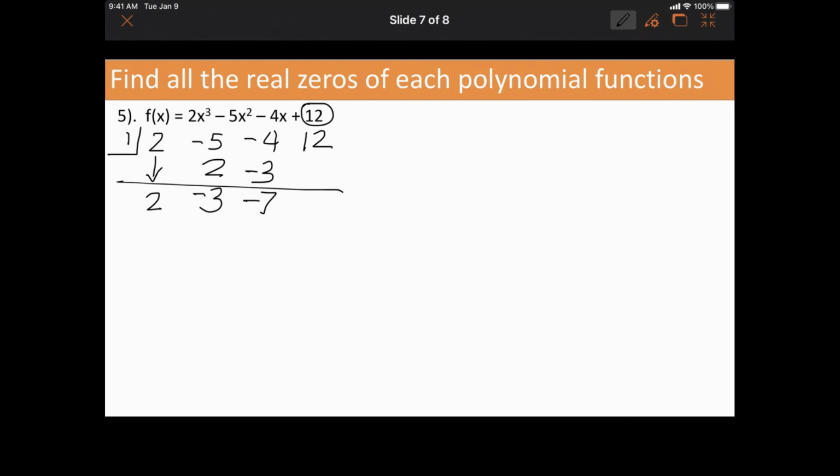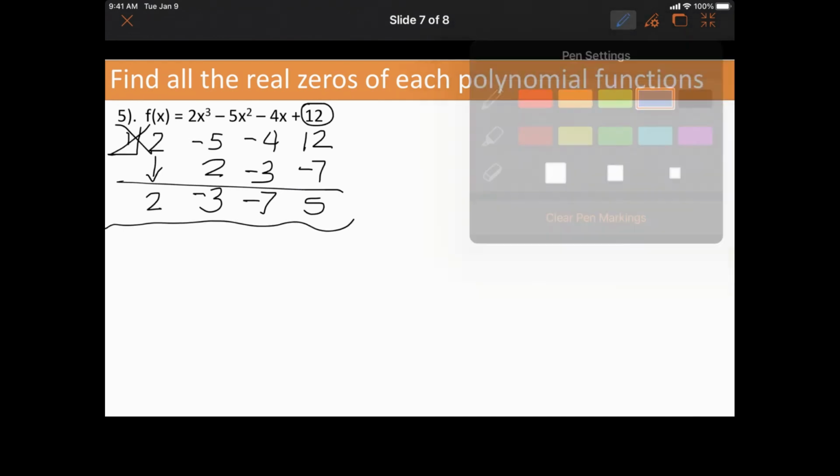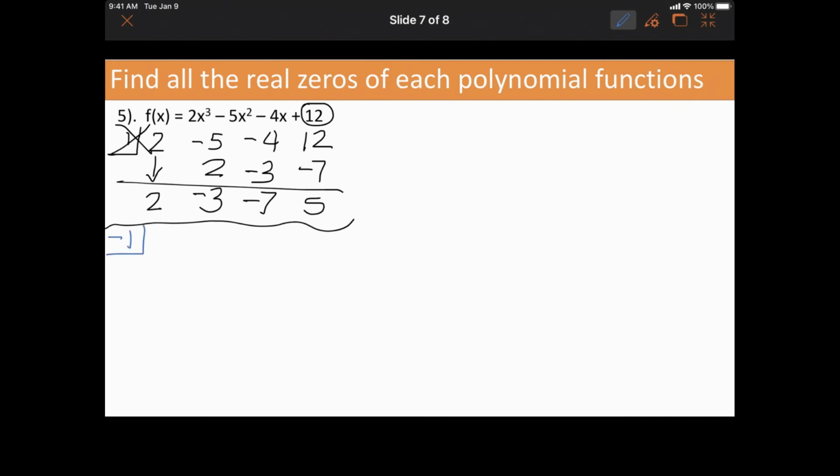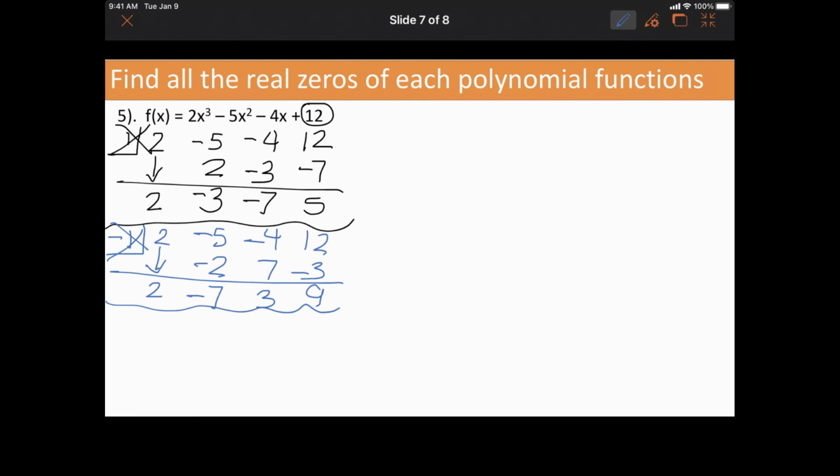-3, -7. Okay, that's 5. Not it. Okay, -1, 2, -5, -4, 12. Bring down the first one, multiply, add, multiply, add, multiply. Okay, not that one. You can see it could take a long time.